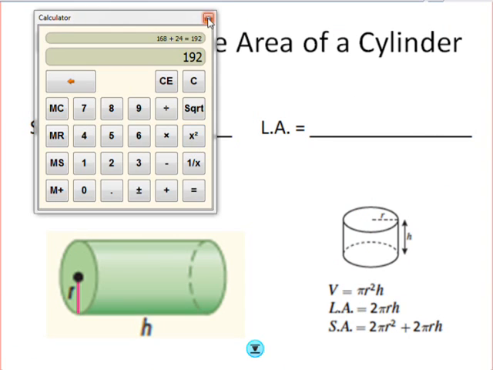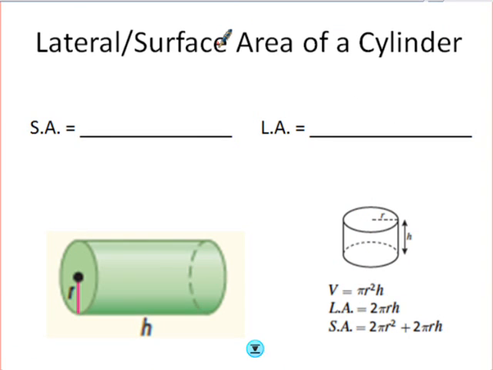So lateral area and surface area of a cylinder. We're going to use different words and different formulas here, but it's still the same idea. The lateral area is going to be the height times perimeter, and the surface area is going to be the height times perimeter plus 2 times the area of the base.